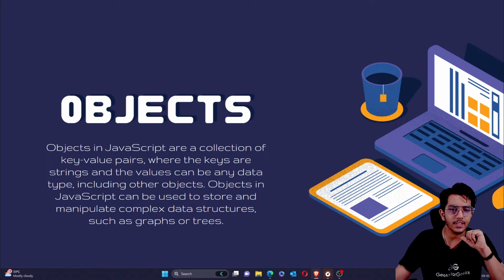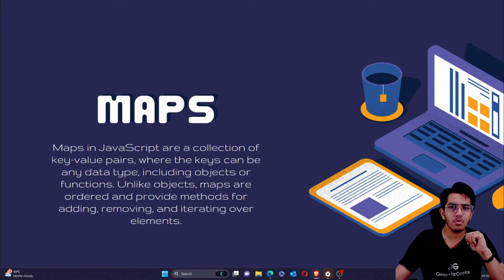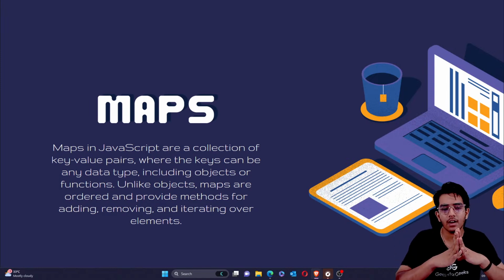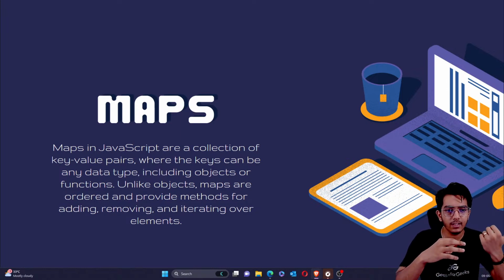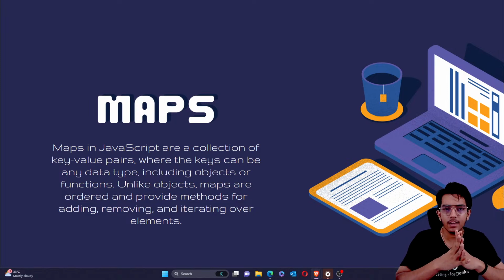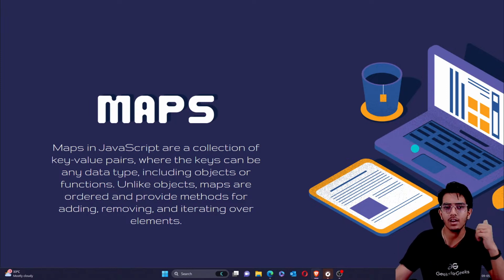Okay, so this is what objects do, and similarly we'll be learning about maps in JavaScript. Maps in JavaScript are a collection of key value pairs again, where the keys can be of any data type. In the previous case we had keys of only the string data type, but in maps we have keys of different data types, including objects and functions. So it's similar to objects, but there are some differences. Unlike objects, maps are ordered and provide more methods for adding, removing, and iterating over elements.